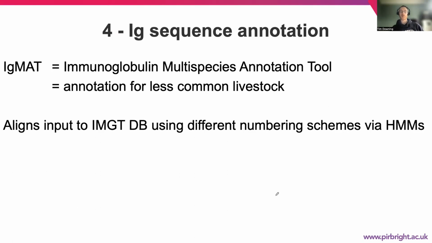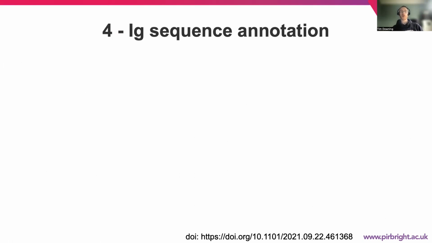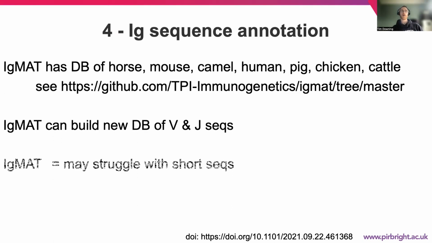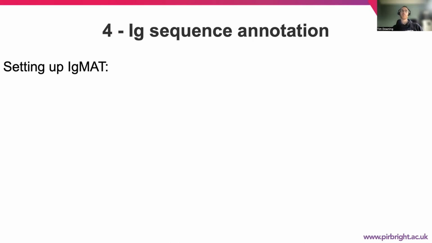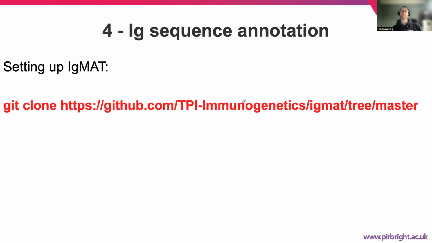And what we're going to do then is look at that in more detail in our piece here. So just be warned that IgMAT may be limited by short sequences, or the input. If we have a very novel antibody, it may struggle with annotating that correctly. So what we're going to do is access that website on GitHub as outlined here.